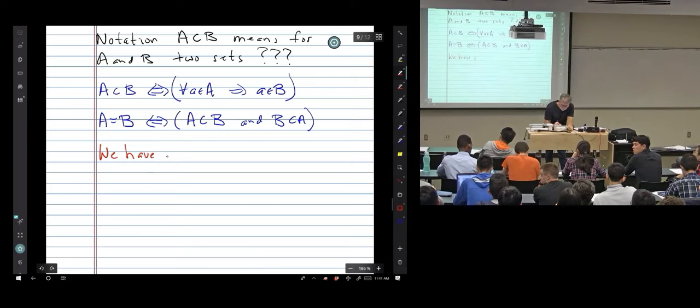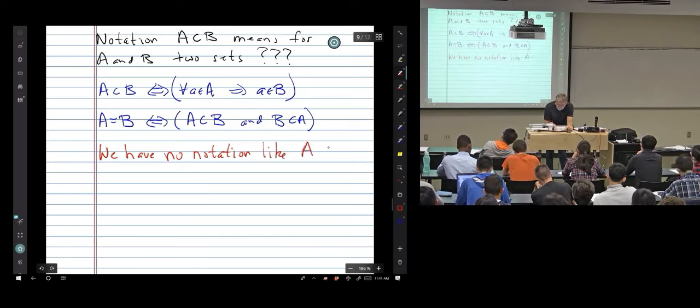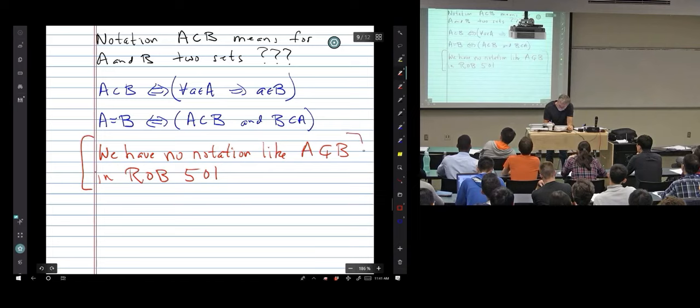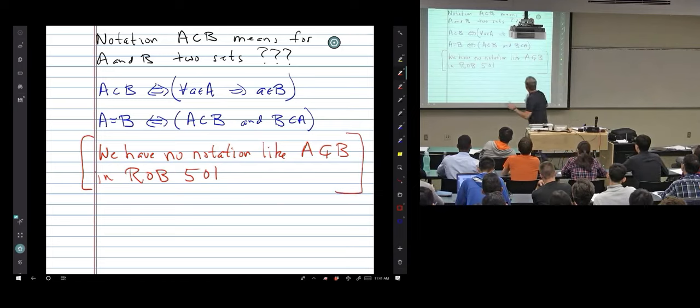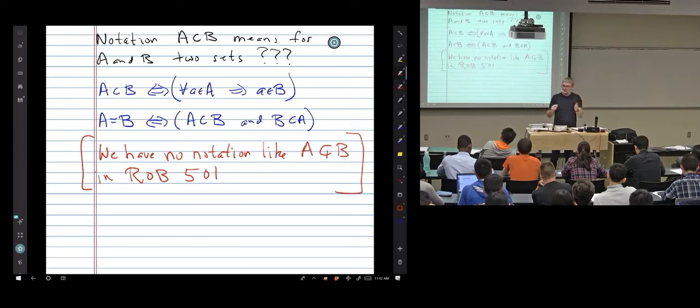Yeah, 1 second. We have no notation like A strictly contained in B in Rob 501, okay? We're not doing that. We don't mean that there's at least one element in B that is not in A when we do that. A contained in B means every element of A is in B, and they could be the same. I don't care.